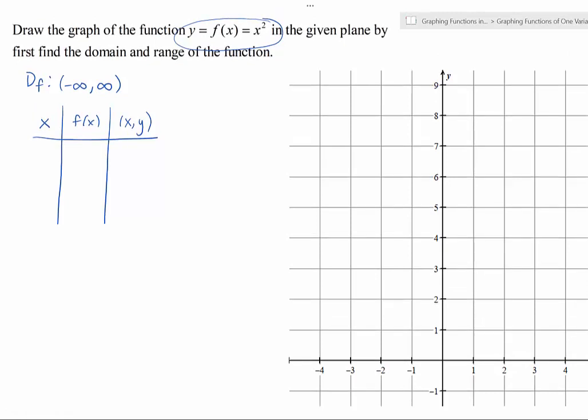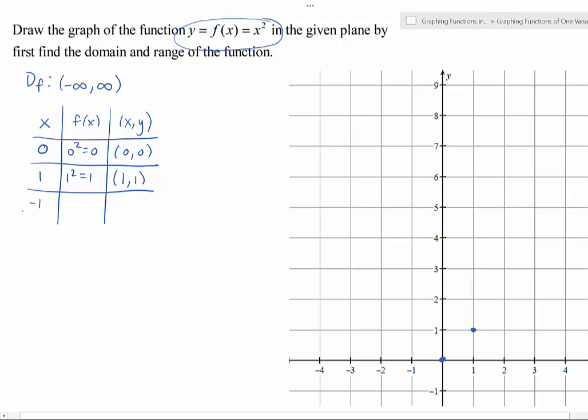How about when x is 0? If x is 0, then we get 0 squared is 0. So the ordered pair (0, 0) is on this graph. Draw a little dot, (0, 0), boom. Pick some more. How about if x is 1? 1 squared is 1, so we get the ordered pair (1, 1). Plot the point.